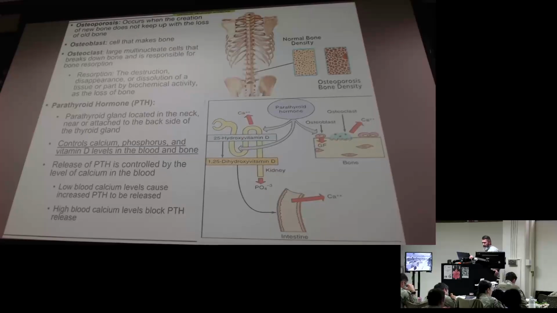So just some definitions up front here. Osteoporosis is when the creation of the new bone does not keep up with loss of bone. And we're going to give you some diagnostic criteria through a DEXA scan here in the upcoming slides. A little bit of a review. Hopefully you recall it from A&P.